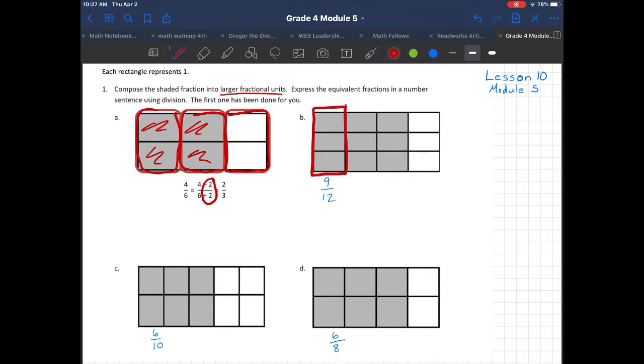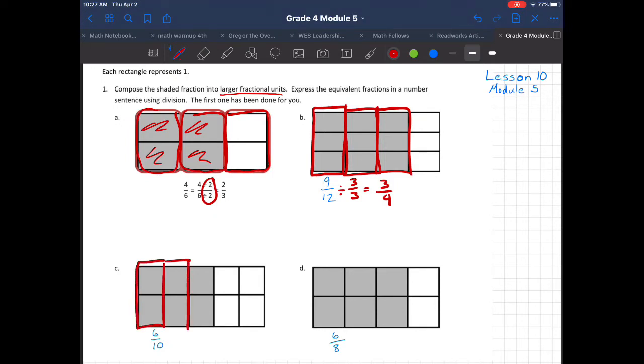If we make some bigger groups, we could have 3 big groups. 3 of the 4 columns are shaded. If I divide these both by 3, we end up with 3/4, which matches our picture. C, we start with 6/10.